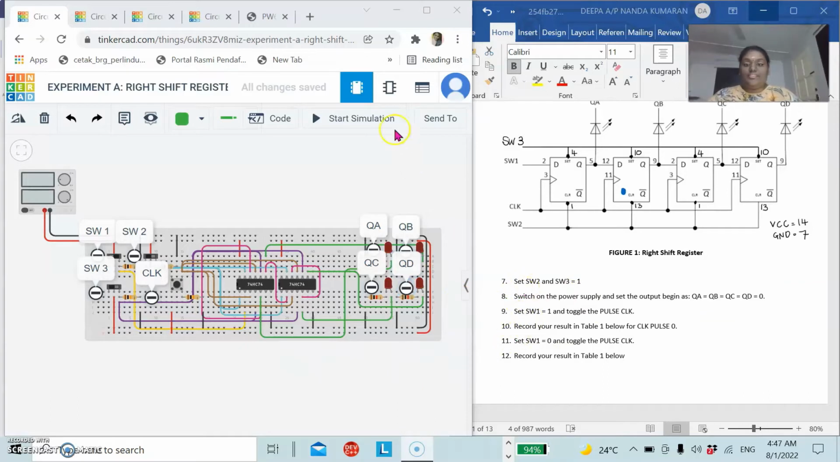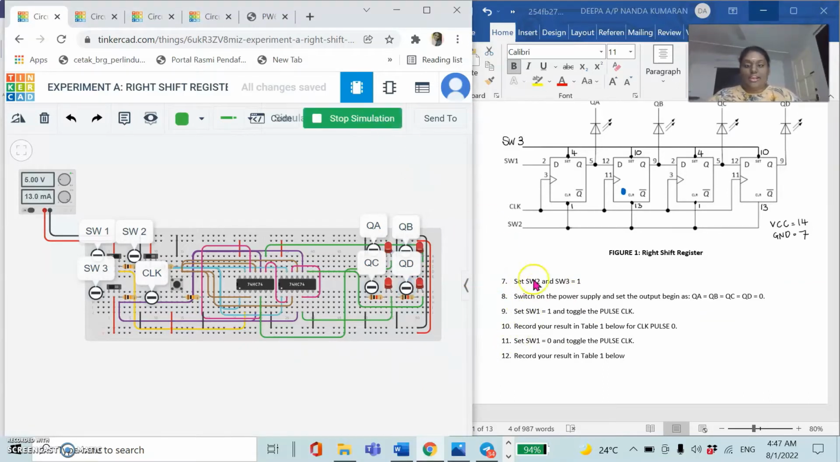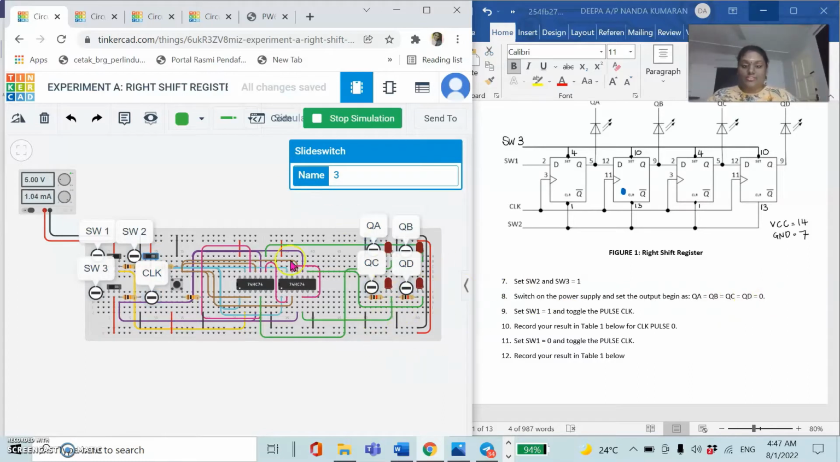Okay, the first thing is we need to start the simulation. First we need to set S2 and S3 to 1. The output must be 0 for all 4 LEDs, already 0, and after that we set S1 on, then clock. Then it must be A is 1, and after that we need to close S1, and after that we just press the clock only.